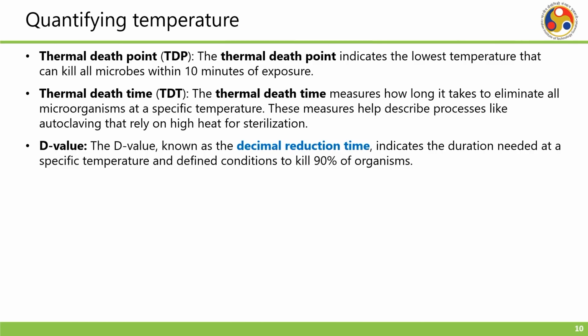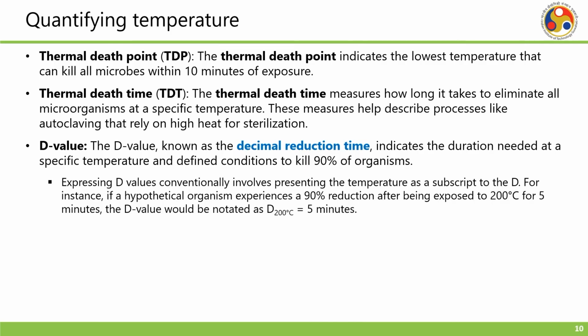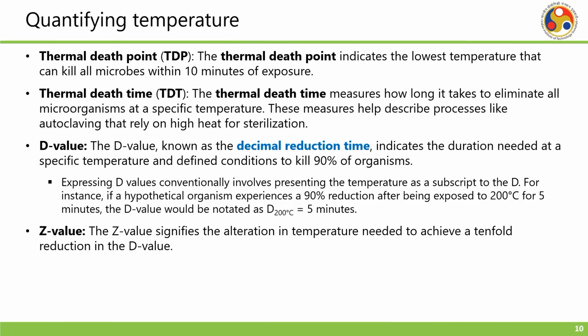Then there is a concept called D value, which is known as the decimal reduction time. This indicates the duration needed at a specific temperature and defined condition to kill 90% of the organisms. Expressing D values conventionally involves presenting the temperature as a subscript to the D. For instance, if a hypothetical organism experiences a 90% reduction after being exposed to 200 degrees centigrade for 5 minutes, the D value would be notated as D200 = 5 minutes.